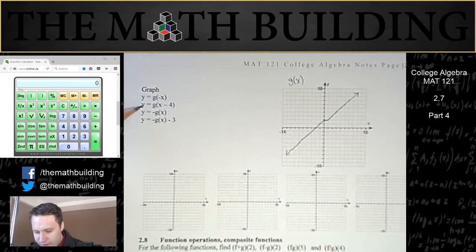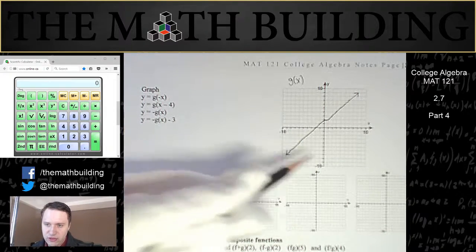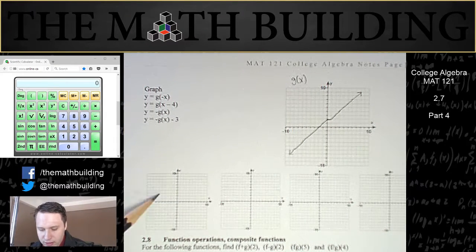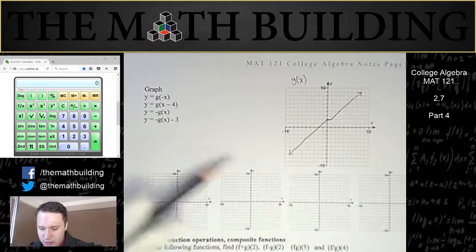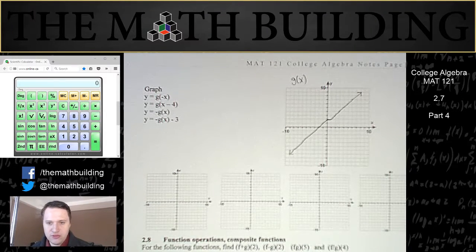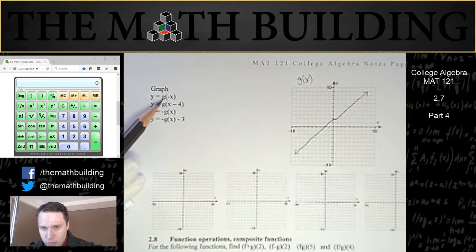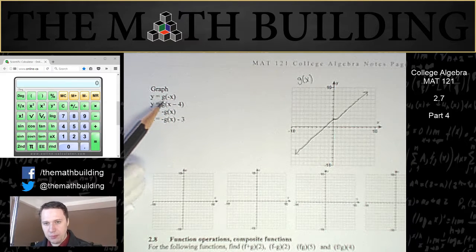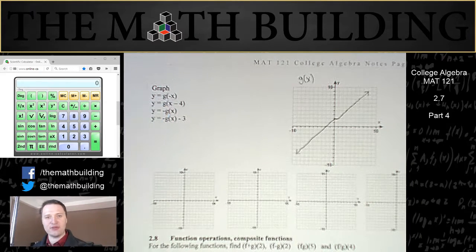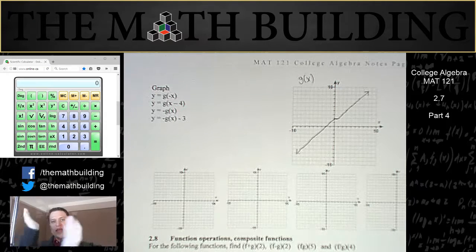And so we're going to graph these 4 transformations of this graph. So I'm going to do the first one here, the second one here, the third one here, and the fourth one here. So let's do the first one. Y equals g of negative x. Remember, when we replace x with negative x, that reflects it across the y-axis.